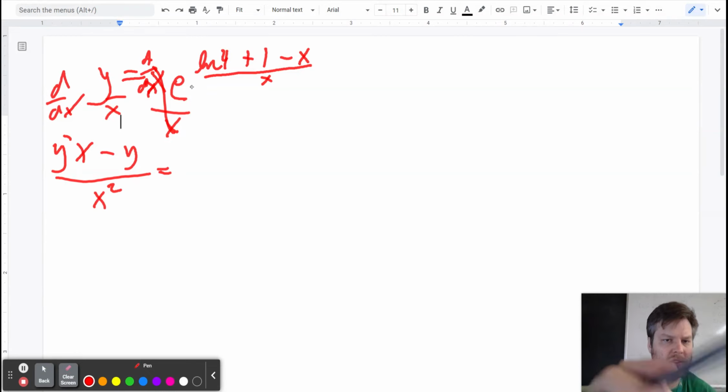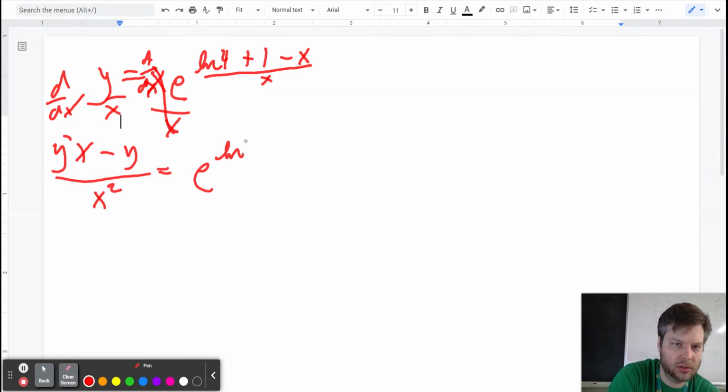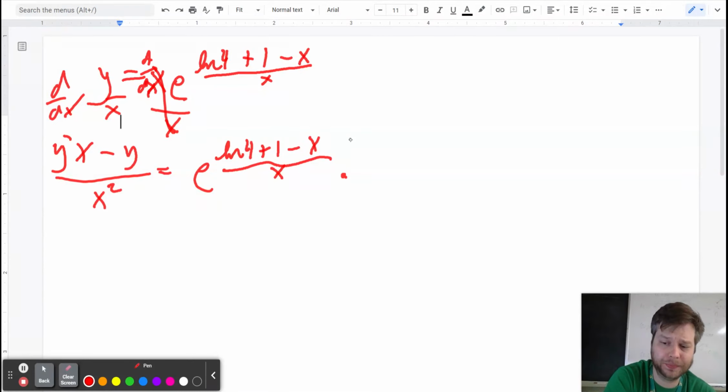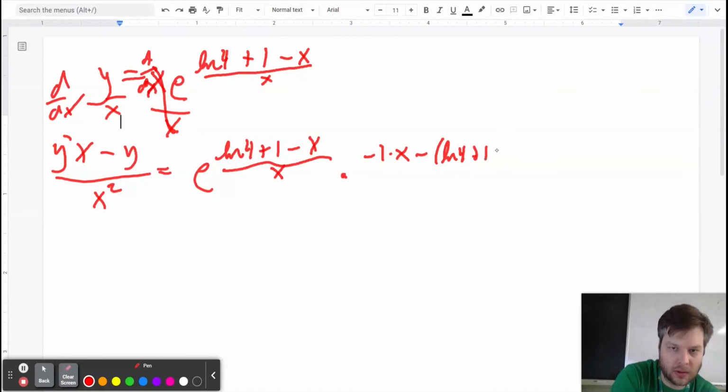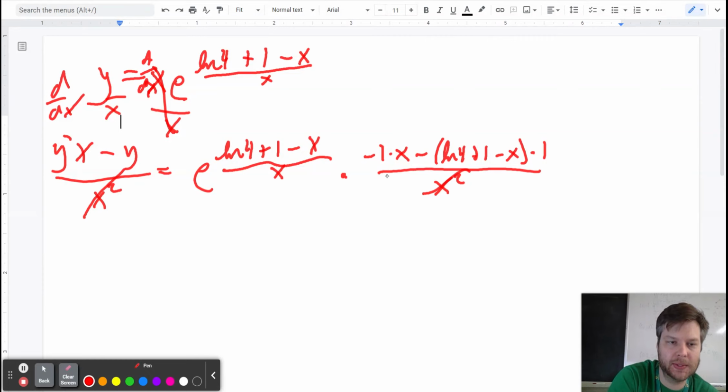So here we get y prime x minus y over x squared. The derivative of this, an exponential, stays the same, except you multiply by the derivative of the exponent, which is itself a quotient rule. So we're going to do f prime times g minus f times g prime over g squared. Something I noticed right away is you can multiply both sides by x squared and get rid of all that business. What did the original problem even look like?